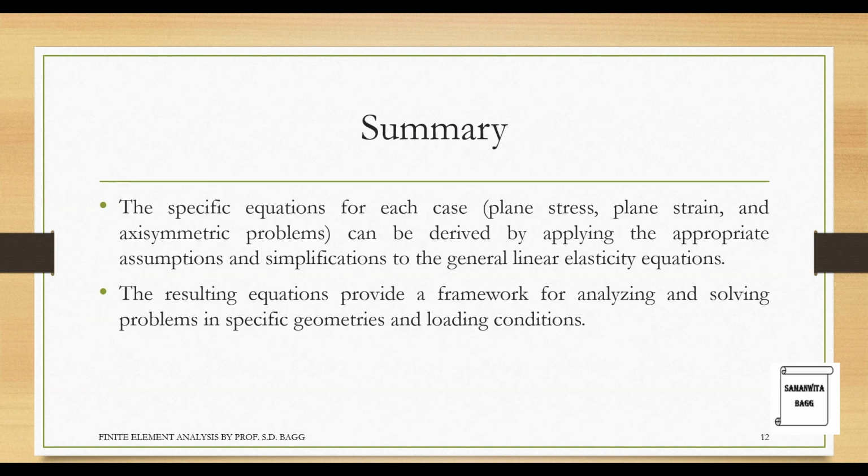So let's sum up the session. The specific equations for each case, plane stress, plane strain, and axisymmetric problems, can be derived by applying the appropriate assumptions and simplifications to the general linear elasticity equations. So, from the equations that I showed you, these equations have been derived. The resulting equations provide a framework for analyzing and solving problems in specific geometries and loading conditions. So, suppose you're talking about a particular specific condition, say a beam under some axial load, and you are using a particular equation to solve, then you can use these equations and also give a proper geometry and a loading condition for the beam which is subjected to some sort of load, and then you can get the solution.